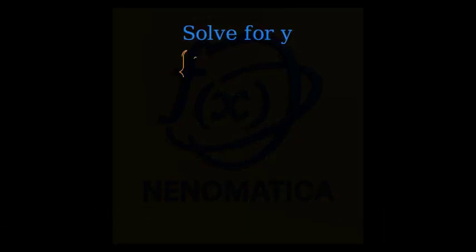In this example, we will solve for y from a 3-variable system using simple substitution. The system is x plus y plus z equals 38. Also, y over 2 equals z over 3, and x over 2 equals y over 3. Our goal is to find the value of y.